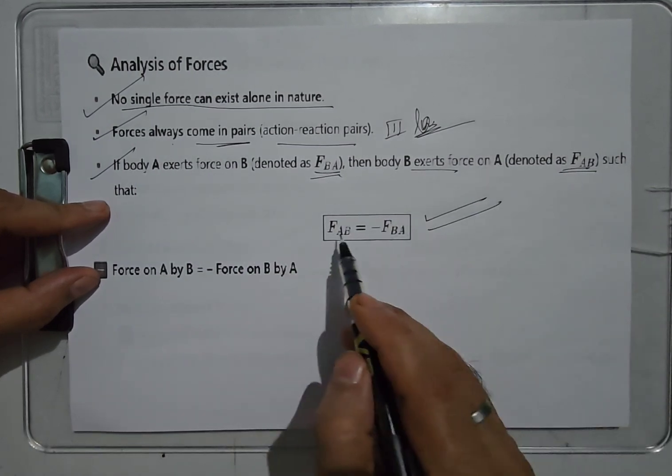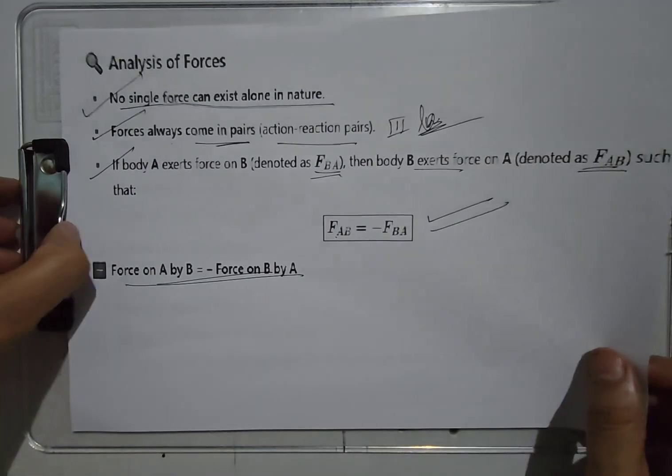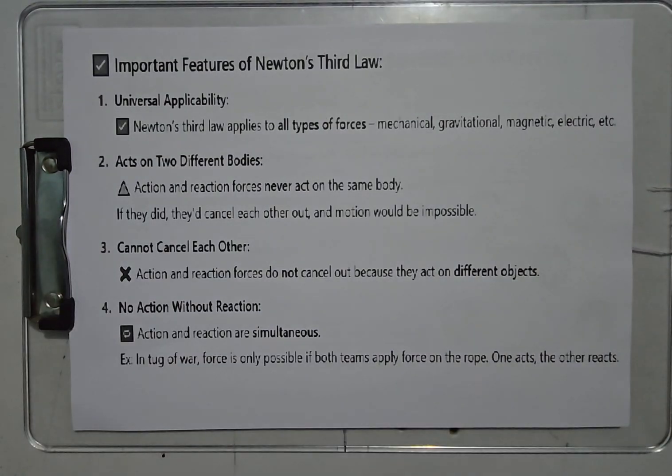तो उस केस में ये दोनों बराबर होंगे, FAB is equal to minus FBA होगा. तो ये आपका न्यूटन थर्ड लॉ का, ये मैंने आपको एक्सप्लेनेशन बता दी. Okay, now important features of Newton's third law.